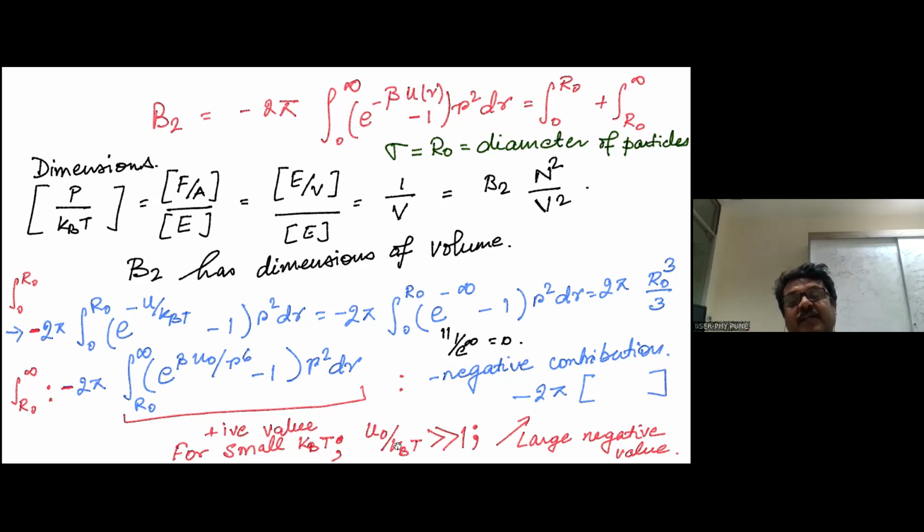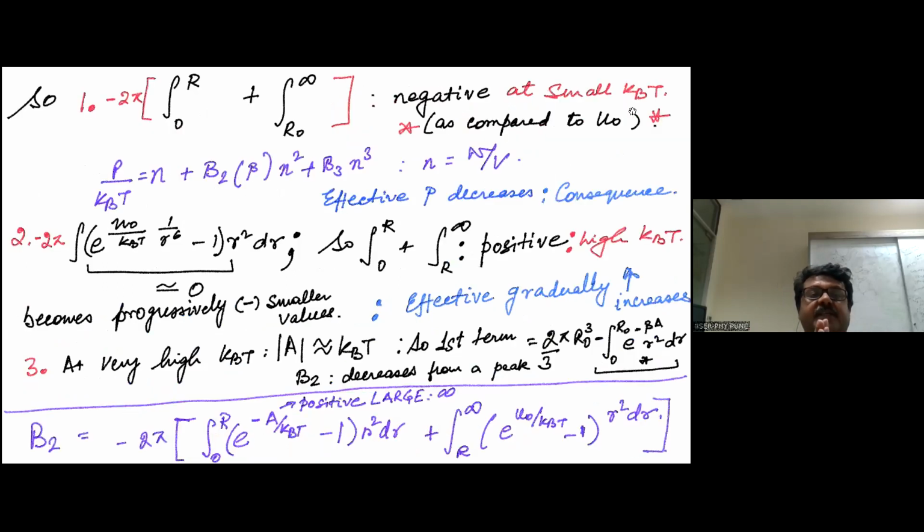But if kBt is high, then this contribution is going to be low, right? And as a consequence, this integral can have relatively small values. And in that case, the sum is going to be positive. So what we see here is that at small kBt, the second term is going to dominate. This is going to be large, and the modulus is going to be large, and it's going to be a negative large number. So that is going to dominate over this.